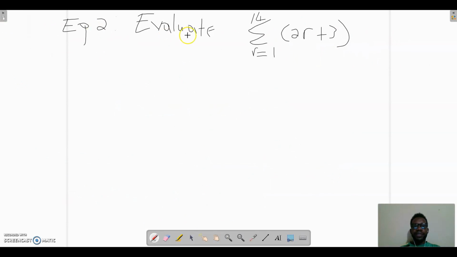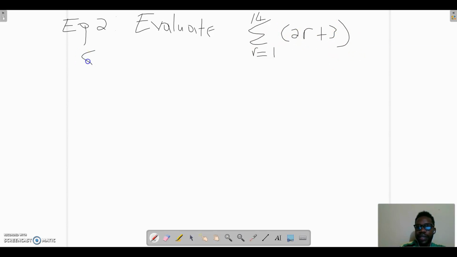Now here's example number 2. It says evaluate the sum of 2r plus 3 from r equal 1 up to 14. What this really means is that we want the sum of the first 14 terms of the series. Now, we do know that this is arithmetic, and it's easy to know that this is arithmetic. Once the expression inside the bracket is actually linear, that is one way to know that the thing is arithmetic. But because this is the first example, I'm just going to write down the first 3 terms to show you.